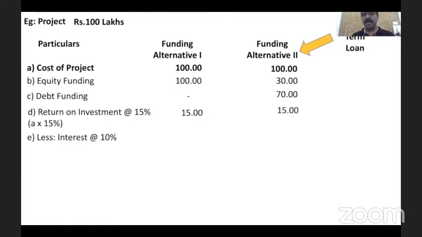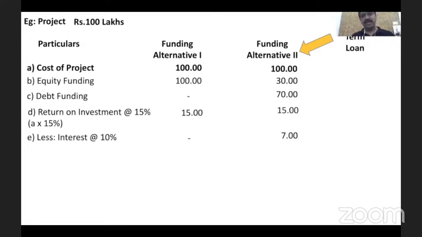From that, should I deduct any interest? Answer is no, because in scenario 1, there is no debt at all. Whereas in scenario 2, 15 lakhs is the earnings before interest. Now I know my loan is 70 lakh. 70 lakh into 10%, I have to pay 7 lakhs as interest.